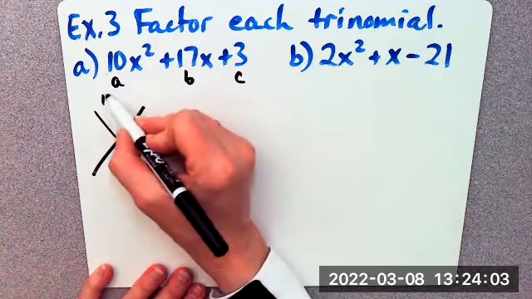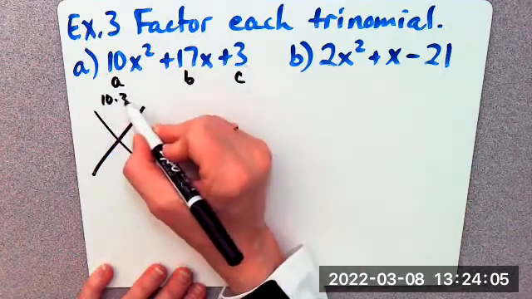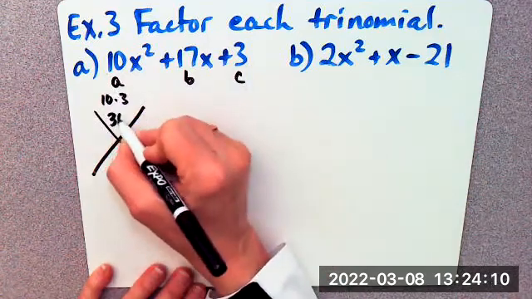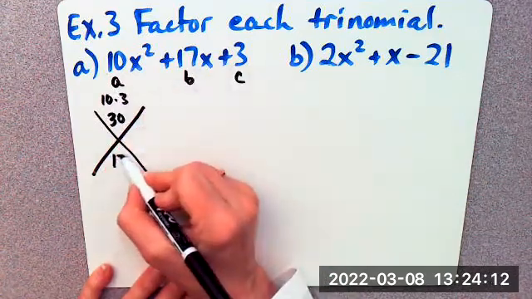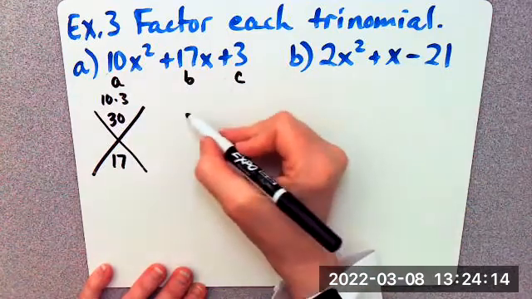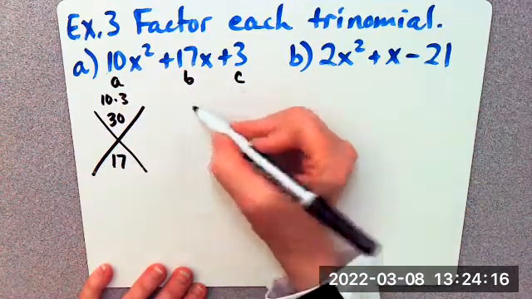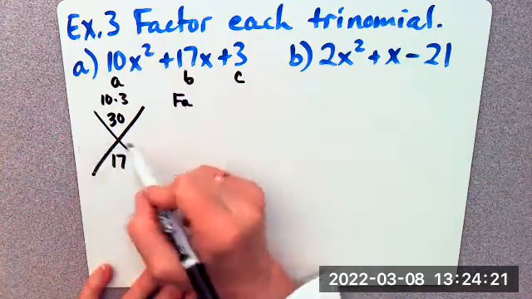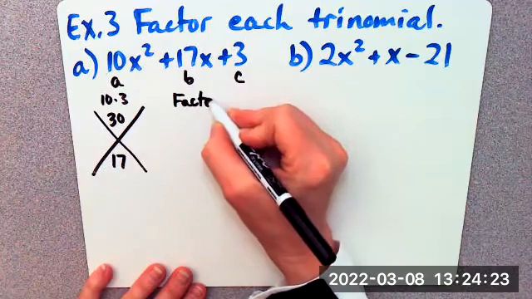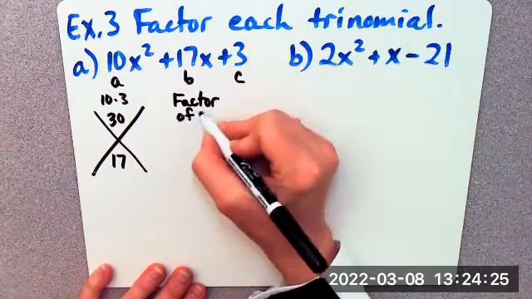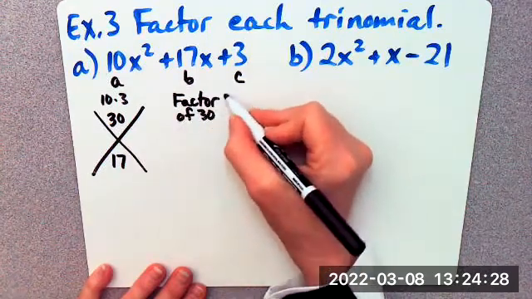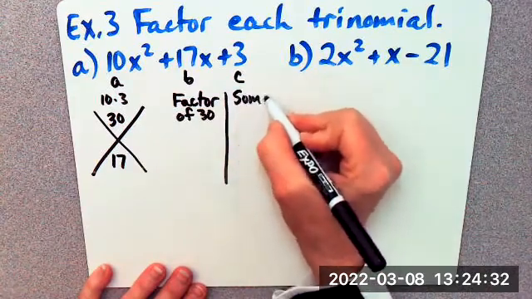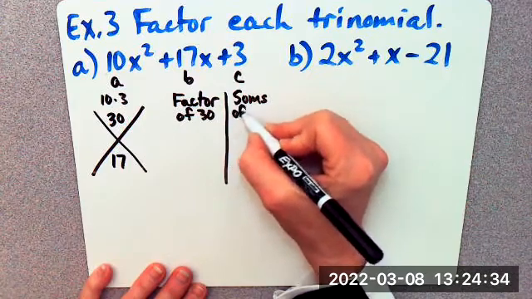So we're going to do 10 times 3. So A times C here is going to be 30, and then 17's here. Now, sometimes it's harder to see what our factors are. So for these two spots, we'll do factors of 30 and sums of factors here.